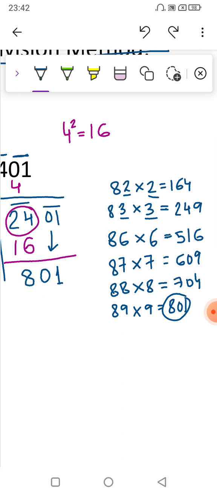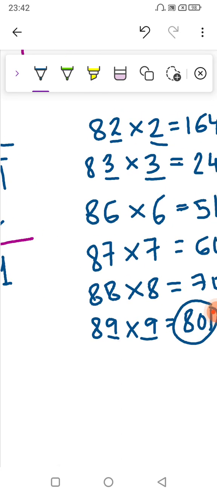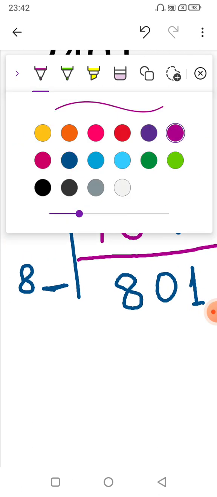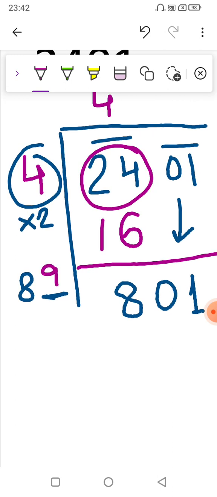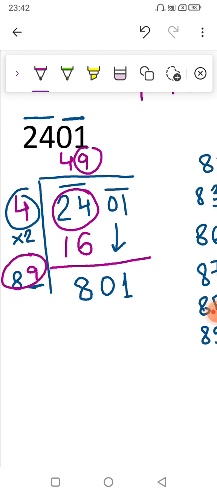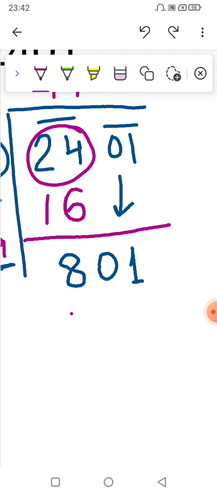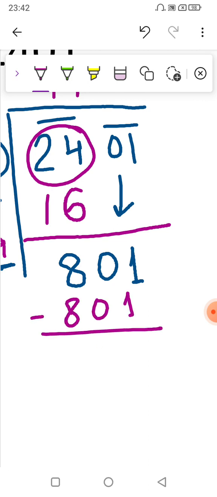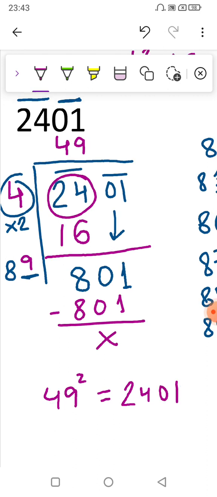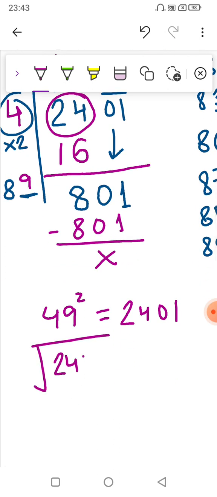See, 801. So the number that we've got is 9 and 9, which means over here we'll use a different color pen, 9 over here and also 9 over here. So you see this 89 into 9 is 801. So we have got the exact number. So the remainder is nothing, which means 49 square is equal to 2401, or in other words, we can write the square root of 2401 is 49, without even finding the prime factors of it and then making pairs with it.